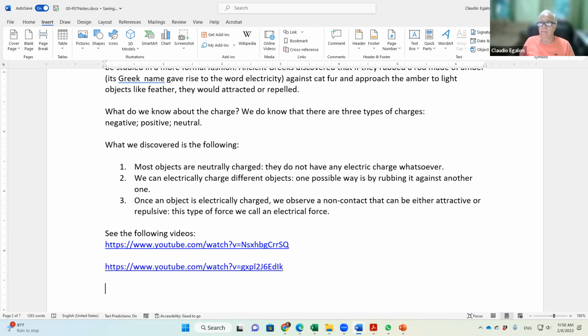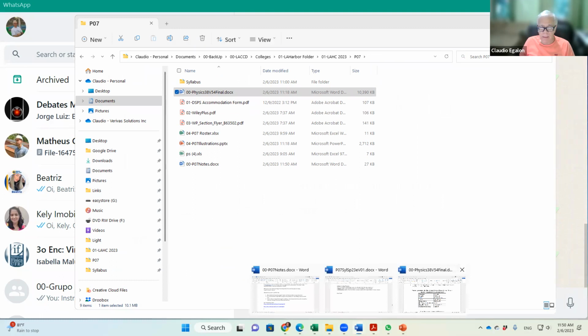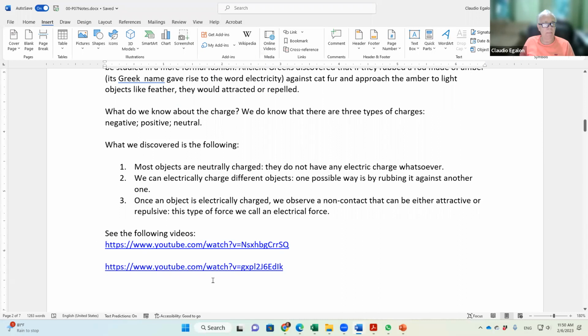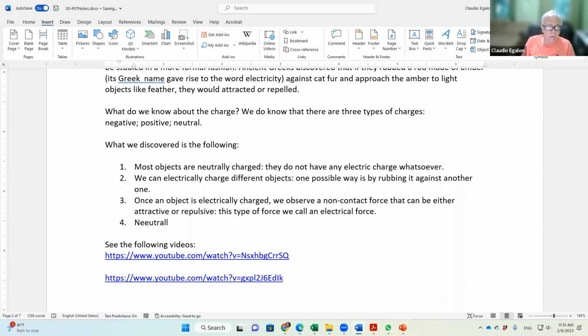Now going back to our notes, right here. So there are three types of charge. Most objects are neutrally charged. They do not have any electric charge whatsoever. Once an object is electrically charged, it has a non-contact force that can be either attractive or repulsive. This type of force we call an electrical force. Neutrally charged objects have zero charge and they do not experience any electric force whatsoever. Okay, that's what you have to know.